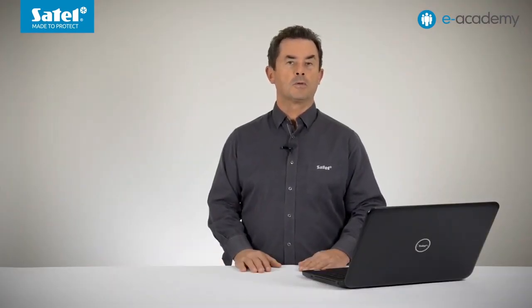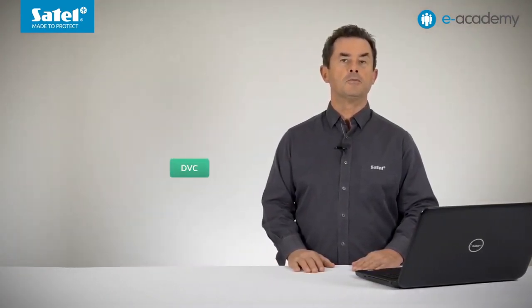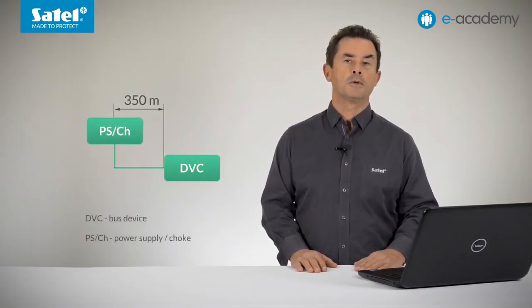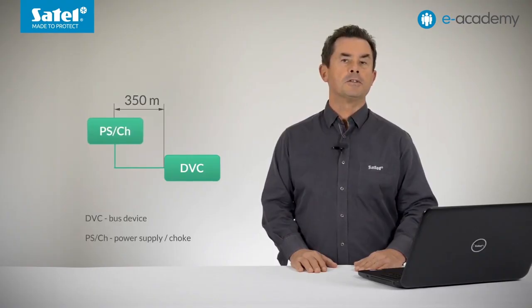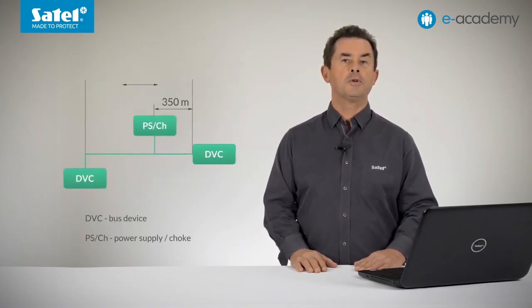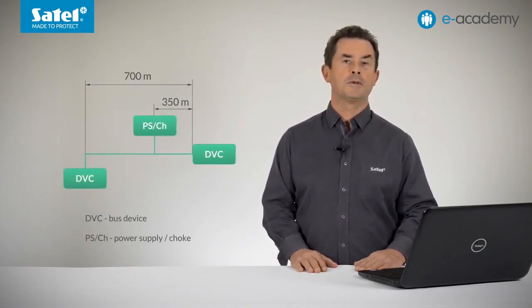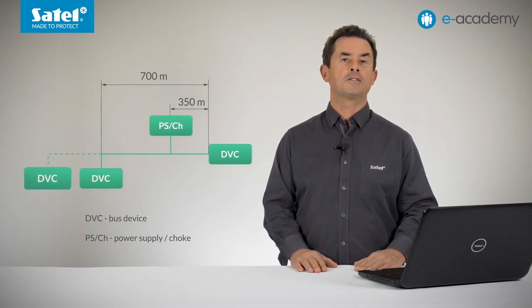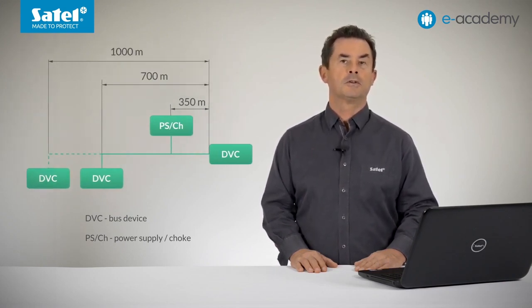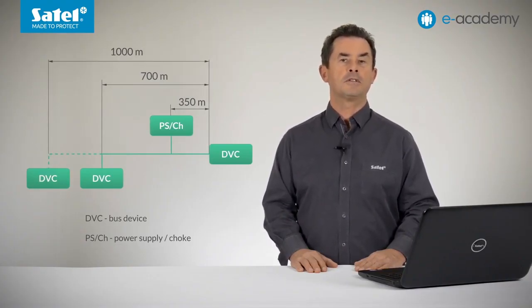It is worth adding that, for smooth operation of the system, the length of the cable between a single bus device and the power supply must not exceed 350 meters. In turn, the cable length between two bus devices must not be longer than 700 meters. As for the maximum length of a single line, this can be up to 1,000 meters. On the other hand, the minimum distance between two power supply units working in one line should be 200 meters, unless otherwise specified by the manufacturer.